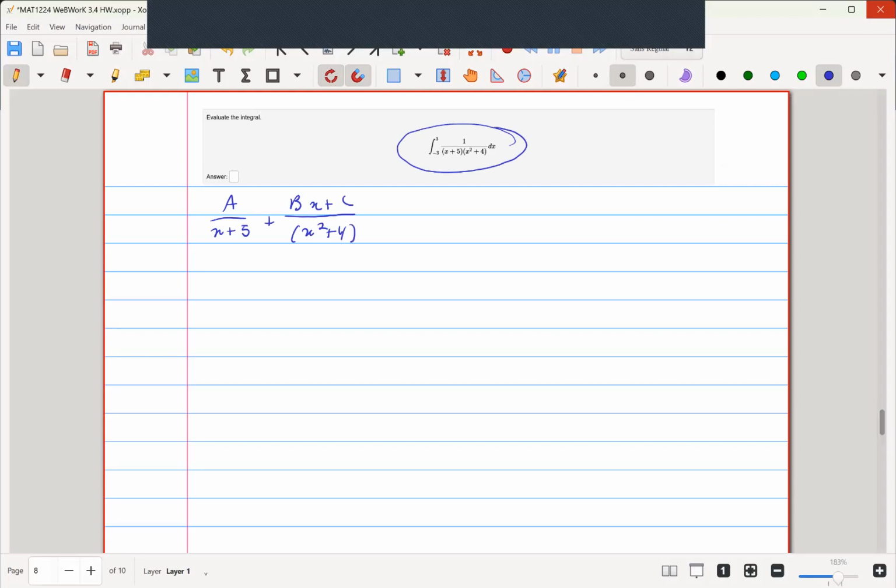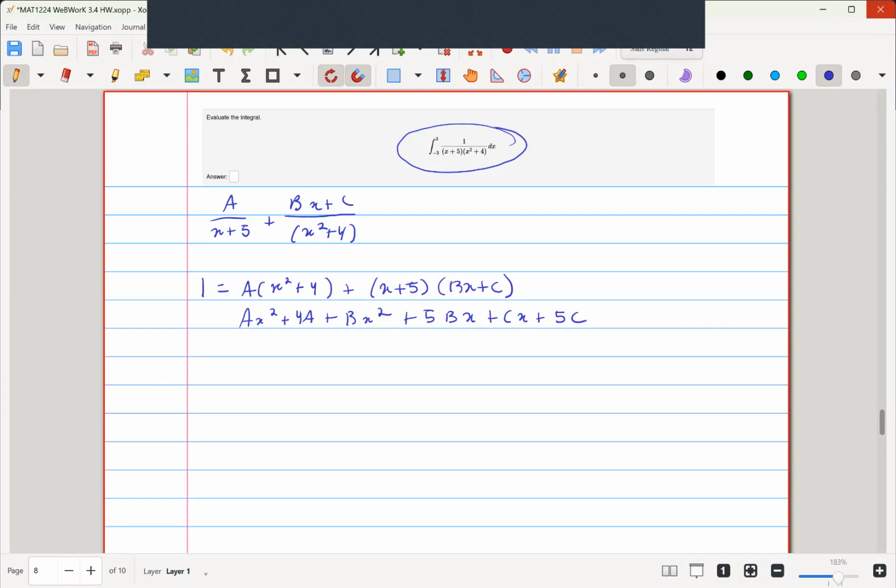All right, now we can rewrite this by multiplying across. So we have A times x squared plus 4, and then plus x plus 5 times Bx plus C. Now we expand. We have Ax squared plus 4A, and then plus Bx squared plus 5Bx plus Cx plus 5C.